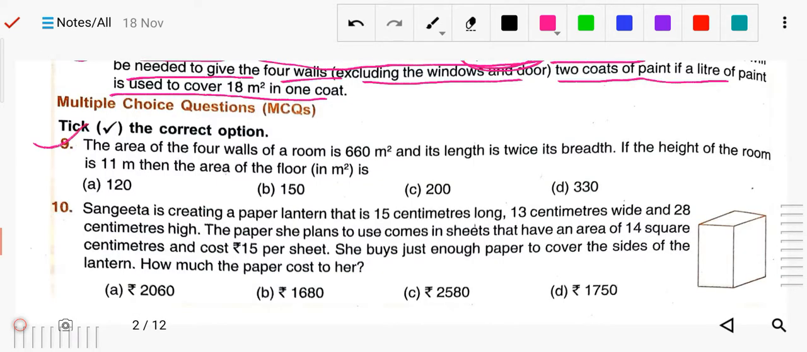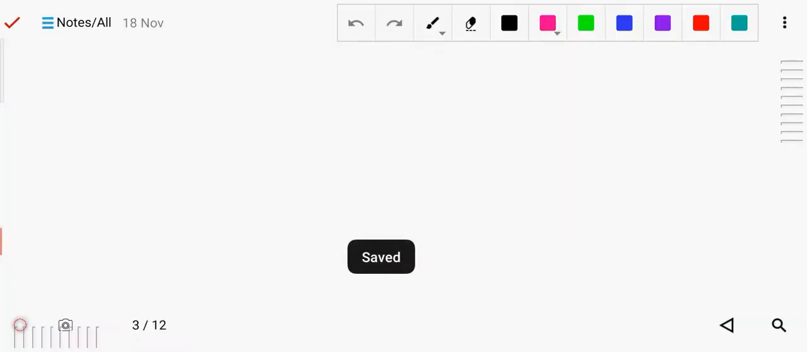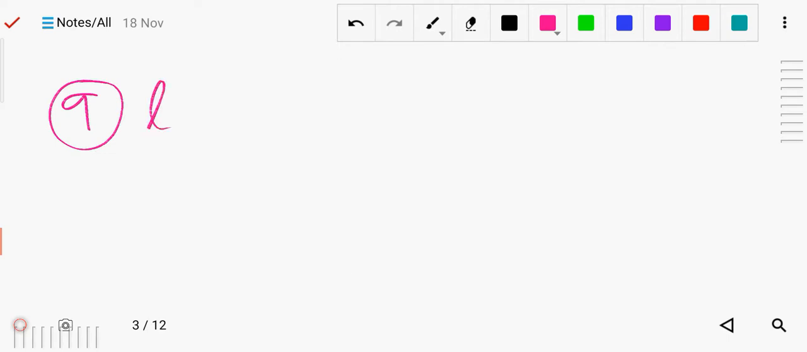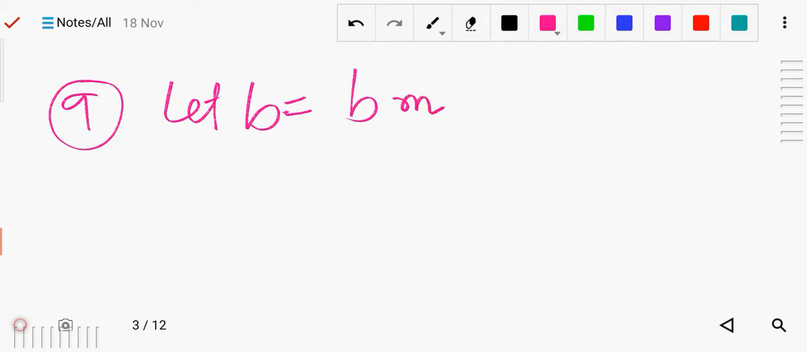Now question number 9: the area of 4 walls of a room is 660 meter square and its length is twice its breadth. If the height of the room is 11 meter, then you have to find the area of the floor. So let's do it. Question number 9. First of all, we write the given data. Let the breadth be b meter. We have assumed that the breadth is b meter.